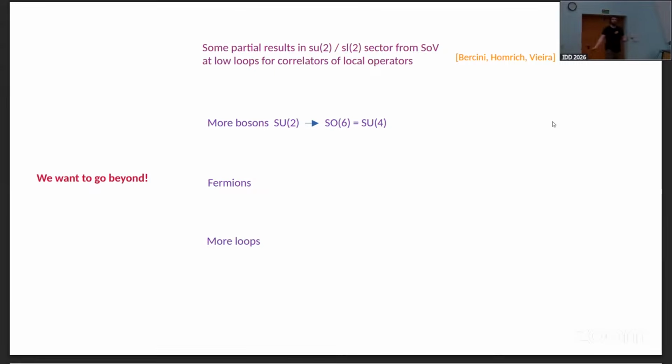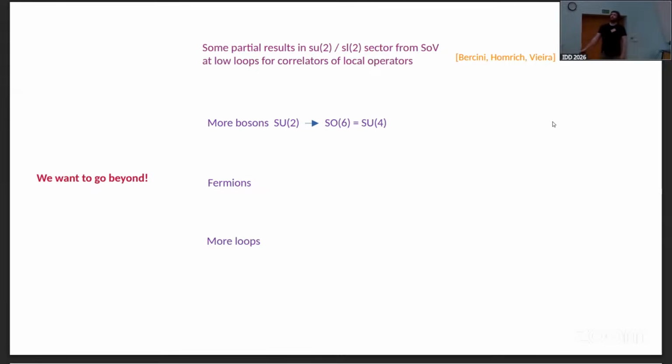So what do we need to do? We need more bosons. So we want to take SU(2) and look at higher rank algebras. We want to take SU(2) and start looking at SO(6), for instance. SO(6) is equivalent to SU(4). We also need to add fermions because everything so far has been completely bosonic. And we also need to do more loops. So 2 loops is not very exciting. We want to look at all loops and fully non-perturbative structure constants.